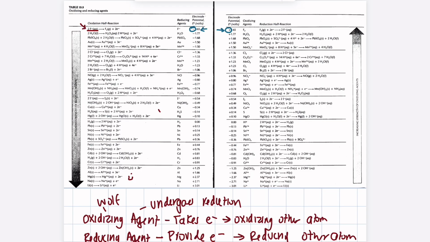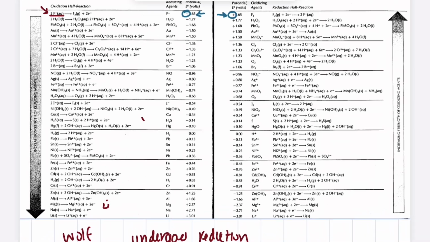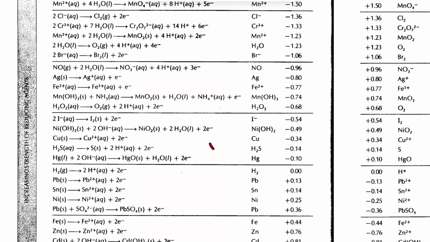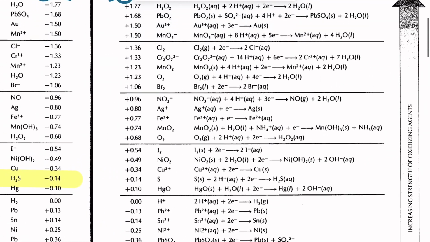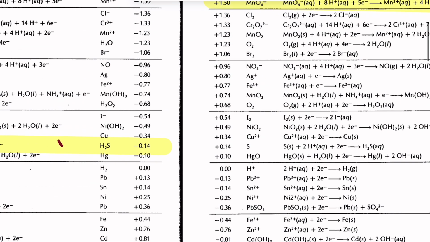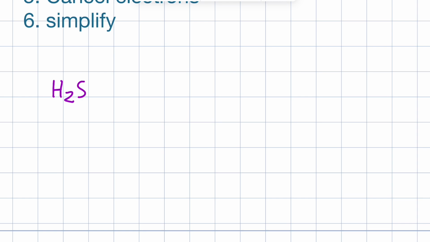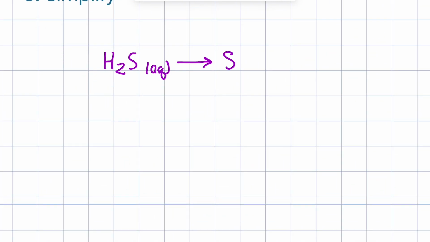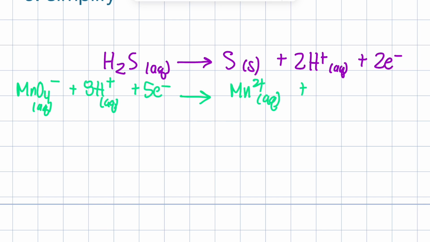I'm going to do the combination of hydrogen sulfide and potassium permanganate. First thing I need to do is find those on my half sheet. So we're looking at H2S, here it is, and potassium permanganate. First step is to write them down with the arrows lined up. Next step is to add multipliers to make the electrons the same amount.